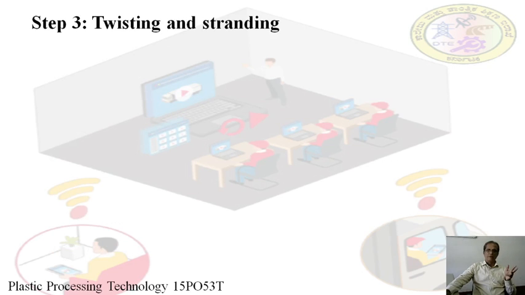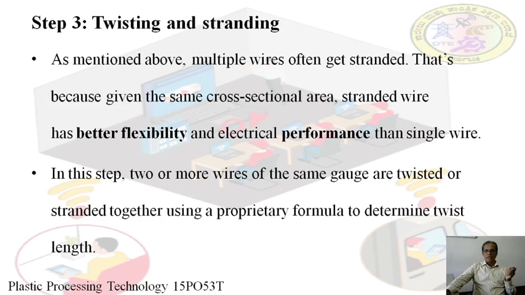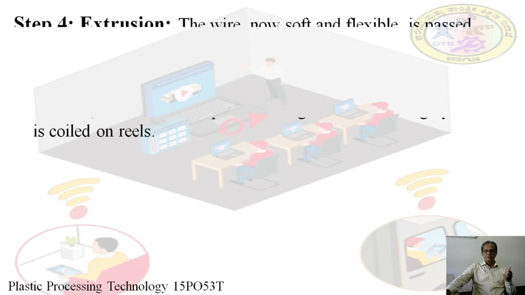The third step in the manufacture of cable is twisting and stranding. As mentioned earlier, multiple wires often get stranded. That is because, given the same cross-section area, stranded wire has better flexibility and electrical performance than single wire. In this twisting and stranding step, two or more wires of the same gauge are twisted or stranded together using a proprietary formula to determine the twist length.